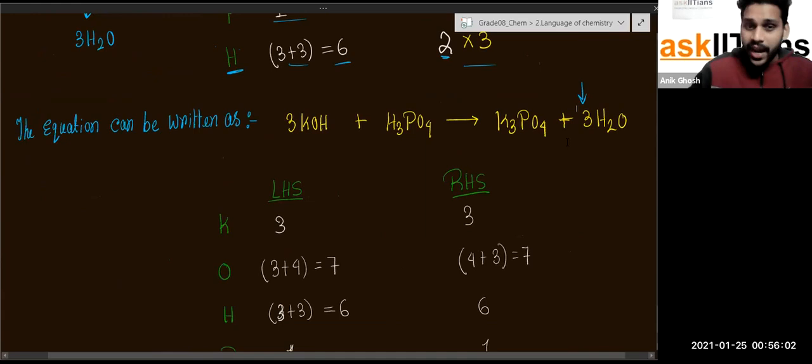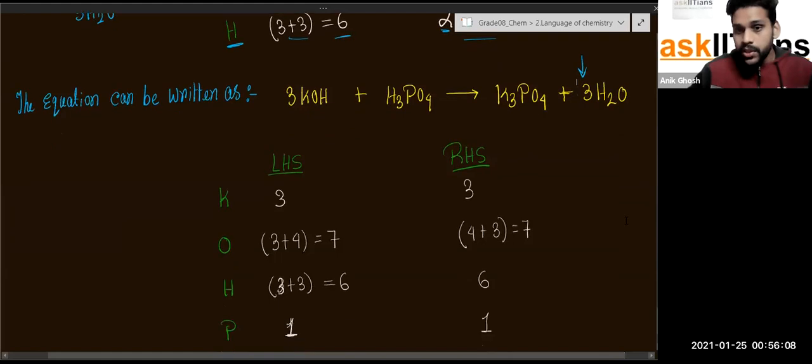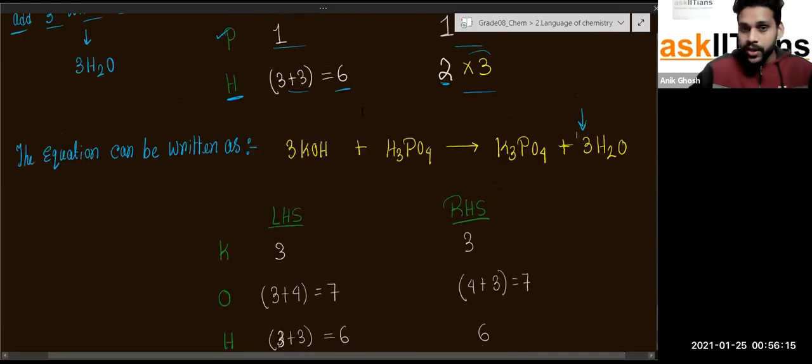Now after that, again start calculating the right hand side and the left hand side. You would be able to see that each and everything is balanced now. All the atoms are balanced now, isn't it? So this is the final product. 3 KOH plus H3PO4 is going to give you K3PO4 and 3H2O. Fine. This is the final answer.